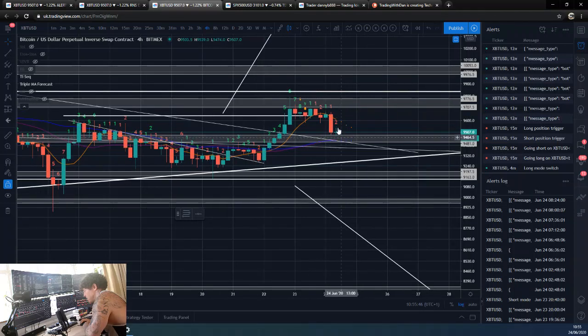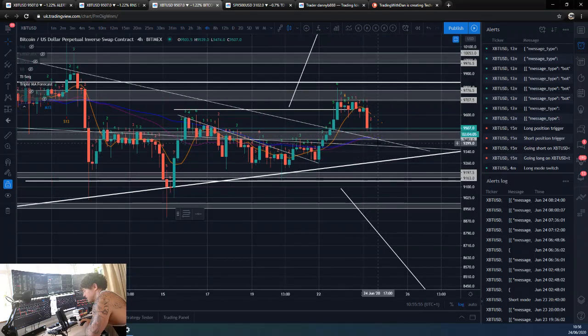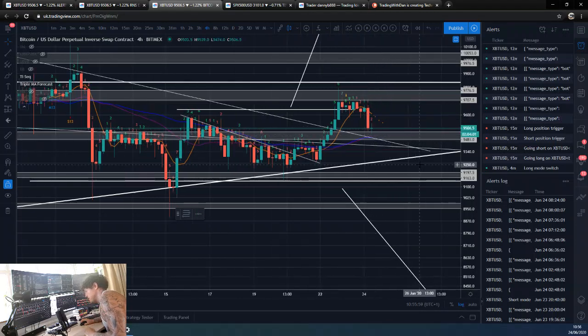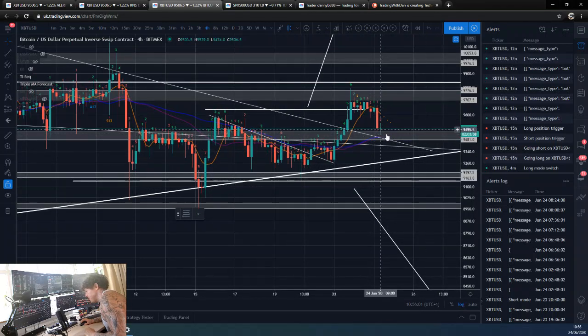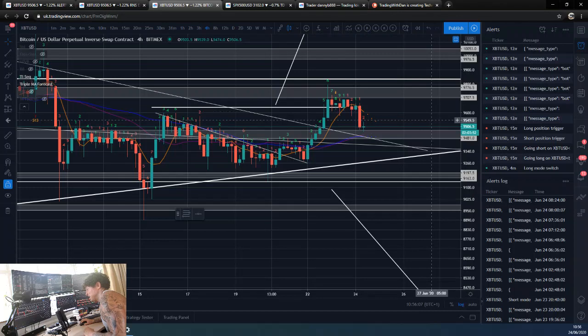I'm pretty sure if we stay consolidating here, we're going to get some wicks down to 9,400. I can't see that not happening if we play out this zone. There's liquidity here, guys. There's liquidity at this level, so I do think we're going to get some wicks. I mean, if we stay here for maybe a day or so, like a day.